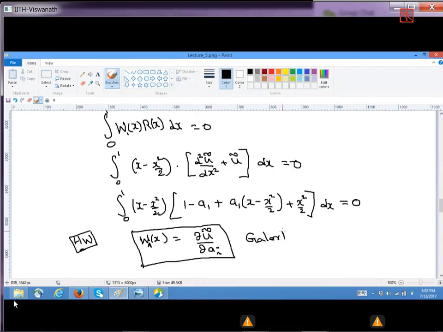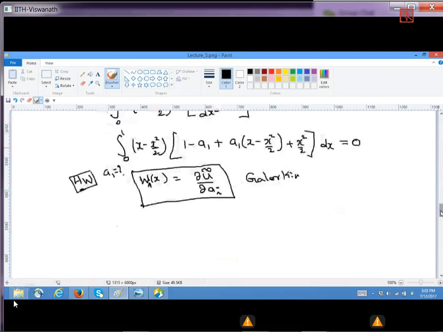I would ask you to do this integration, determine what a1 is, and report to me in the next class. I don't want to keep doing simple stuff because we are running short of time; because of connectivity problems, we have lost our time. So this is a simple integration, and I would suggest you do it.